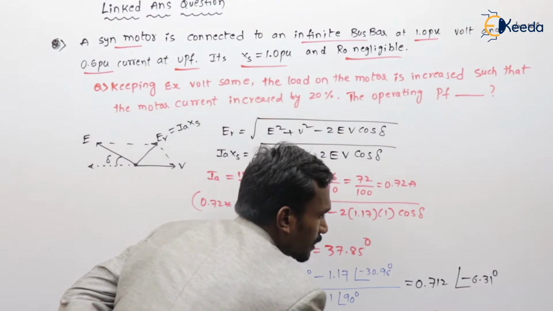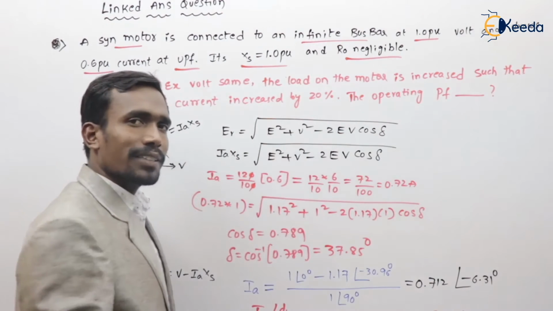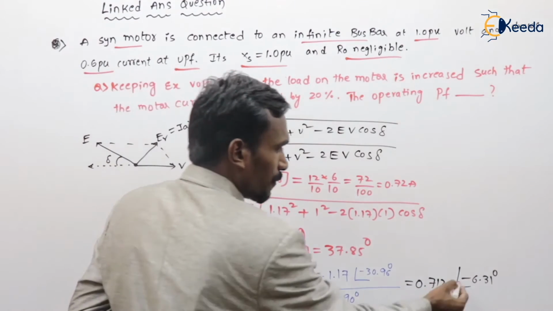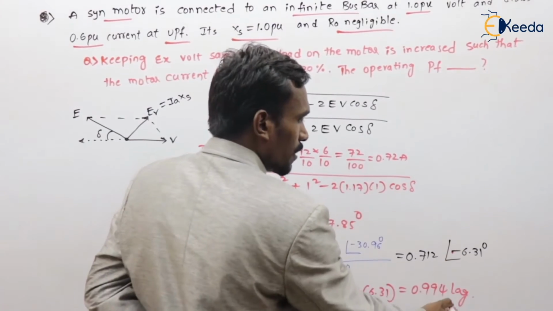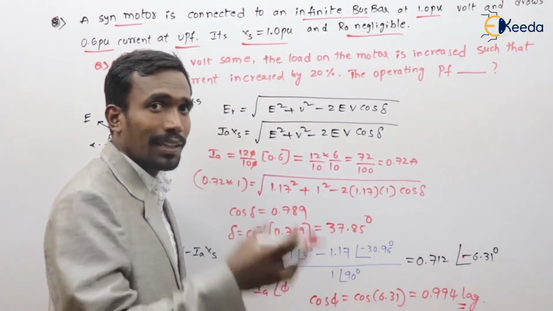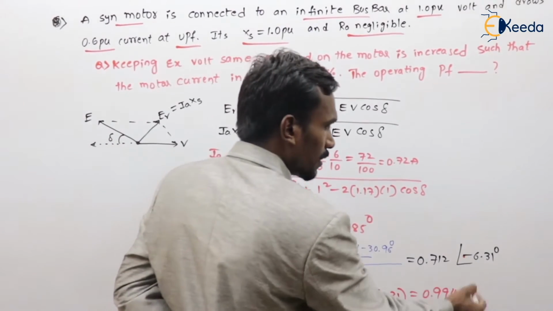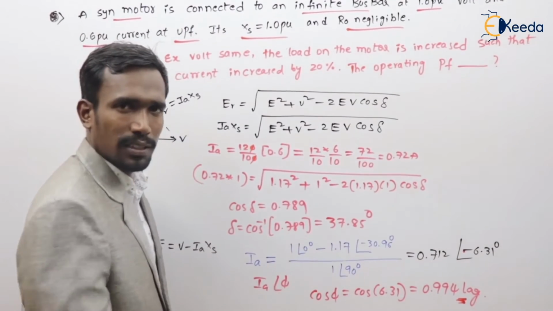Then we can get 0.994 lagging. Why are you taking lagging? Because of the negative sign, the answer should be lagging. This is the way to solve it.